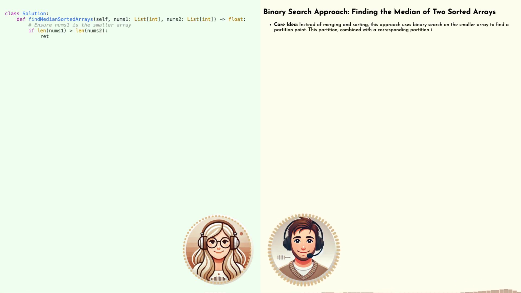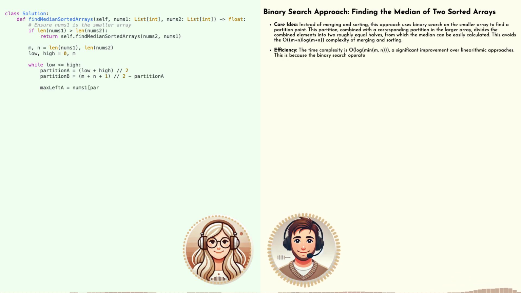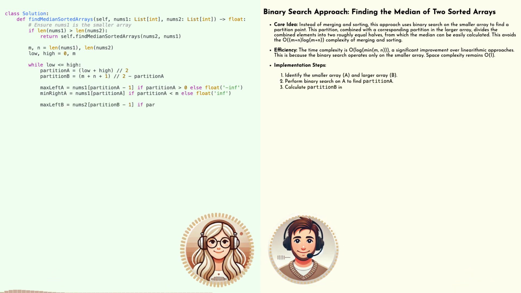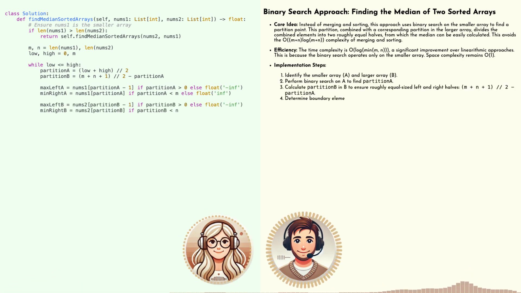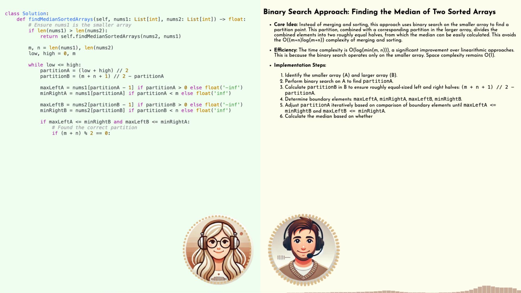Now let's move on to something a bit more mysterious, binary search. Yes, binary search, a classic. Yeah, and often a bit intimidating at first glance. Right. It's always felt a bit like magic how it can find things so quickly. But how do we apply it to this problem of finding the median of two sorted arrays?